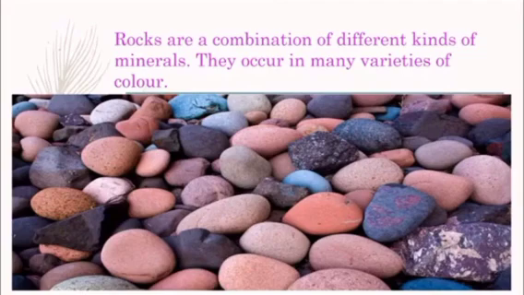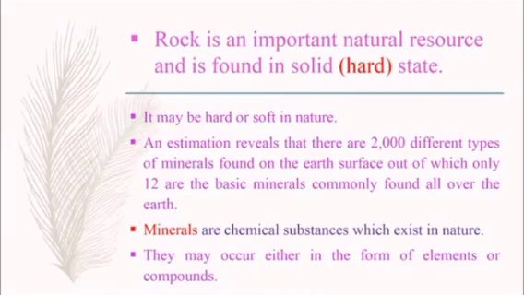Let me explain this point. So, because of the combination of different kinds of minerals in the rocks, we get a variety of color. Here, we can see the picture of rocks in a variety of colors. Rock is an important natural resource and is found in solid state. Here, solid means hard. It may be hard or soft in nature.